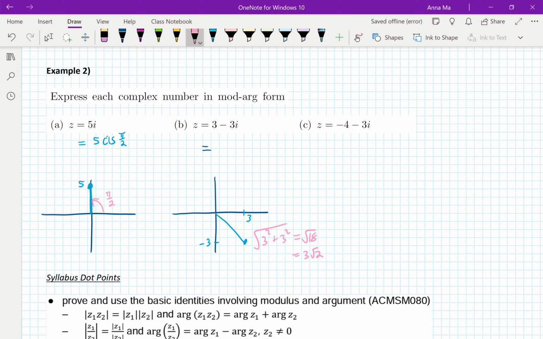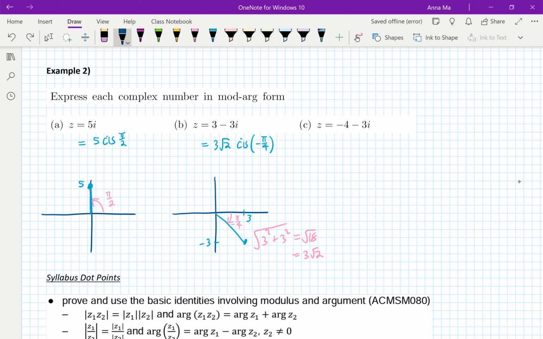And the angle that it travels, again, it's an isosceles triangle, so we know that it's traveled pi on 4, but it's going clockwise, so the argument must be -pi on 4. So the answer would be 3√2 cis (-pi on 4). And because of the negative sign, I just put it in brackets.